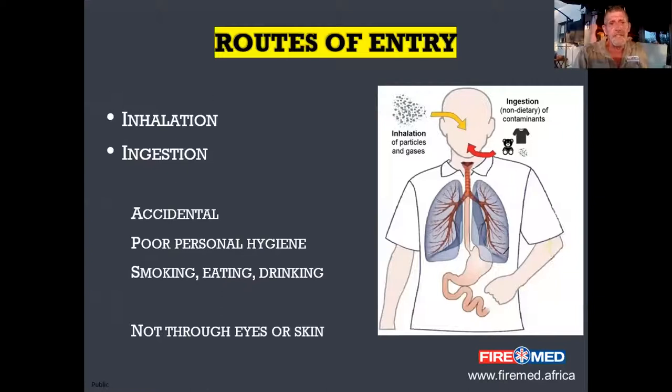So if we have a look at routes of entry, there's obviously inhalation and ingestion. If we touch our foodstuff or we put our hands in our mouth after we've touched asbestos, there's a possibility that it could end up in our stomach. And obviously, if you inhale the fibers, it's going to end up in your lungs. And normally it's accidental. People who work with asbestos or touch asbestos, not knowing it's asbestos, it's normally through poor hygiene. They touch their faces and the asbestos enters into their system. And smoking, eating, drinking: if you're exposed to asbestos, then you don't want to be smoking, eating or drinking in the area. Okay, and it cannot be absorbed through the skin.